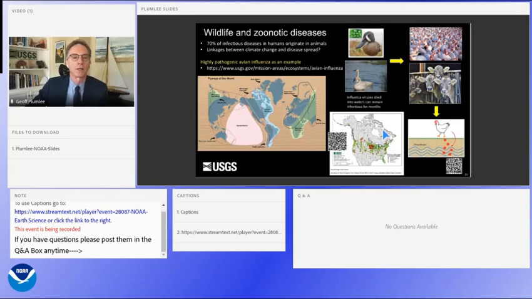Then finally, we look at wildlife and zoonotic diseases. We have a big wildlife health group. Avian influenza is one example of the 70% of the infectious diseases in humans that originate in animals, even though avian influenza is really affecting birds. And now we see poultry and dairy cattle. There's always the concern that it will jump over to humans and become a concern. So the USGS has a lot of work going on there.